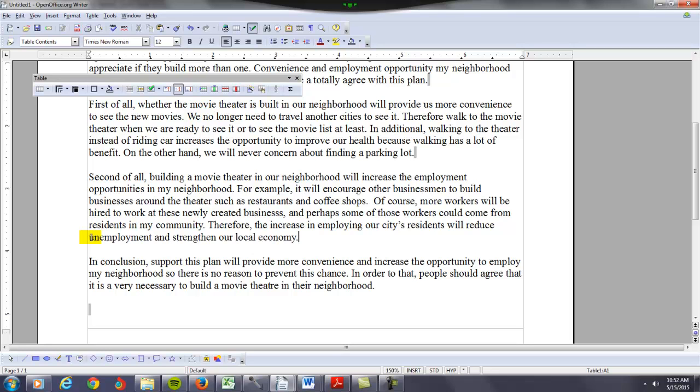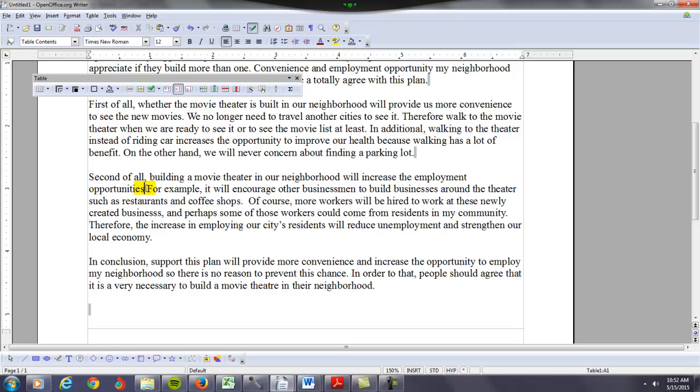Our local economy here. Okay, so let's look at this paragraph again. So second of all, building a movie theater in our neighborhood will increase the employment opportunities. We said neighborhood already, right? So for example, it will encourage other businessmen to build businesses around the theater, such as restaurants and coffee shops. Of course, more workers will be hired to work at these newly created businesses.